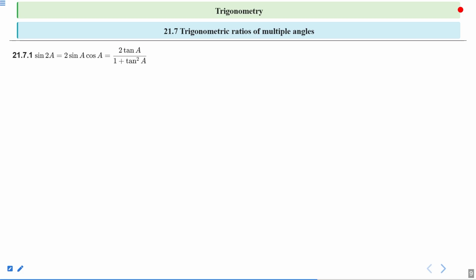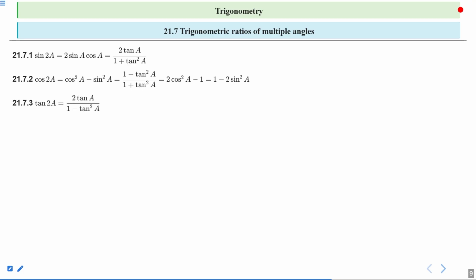Next, trigonometric ratios of multiple angles. Sin 2A equals 2 sin A into cos A, or we can say 2 tan A upon (1 plus tan square A). Cos 2A equals cos square A minus sin square A, equals (1 minus tan square A) upon (1 plus tan square A), or we can say that it equals 2 cos square A minus 1, or 1 minus 2 sin square A. Tan 2A equals 2 tan A upon (1 minus tan square A).